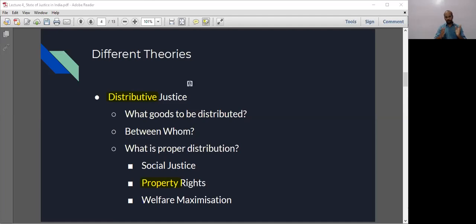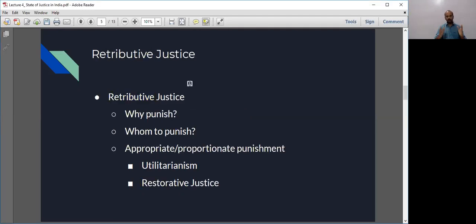Next is retributive justice. Now what is retributive justice? Just give me a minute to check my audio. I think it is fine, OK. Now let's move to retributive justice. What is retributive justice? Now when we talk about retributive justice, it basically talks about punishment, OK.